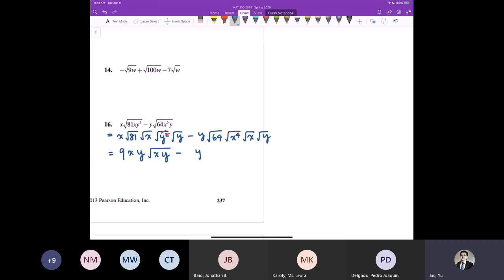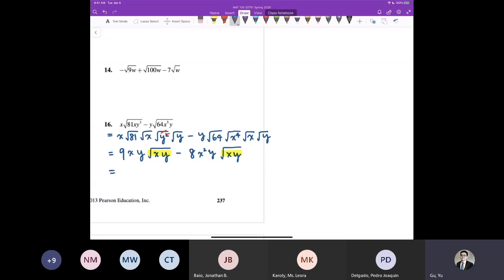So we're going to do the same thing. Y stays outside. Actually, leave more space. Y stays outside. Radical 64, that's 8. And then radical x to the 4th, that's x squared. And then followed by radical x and radical y, so that's radical xy. And now we are ready to combine these two because they have like radical parts.